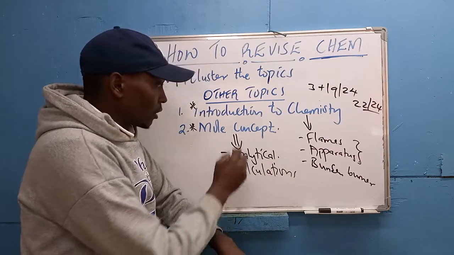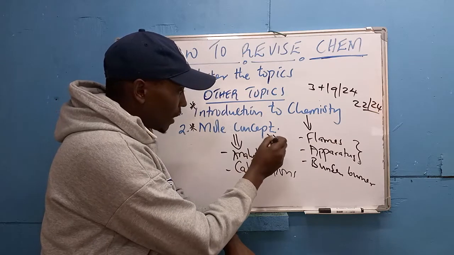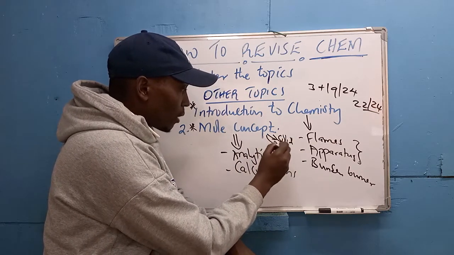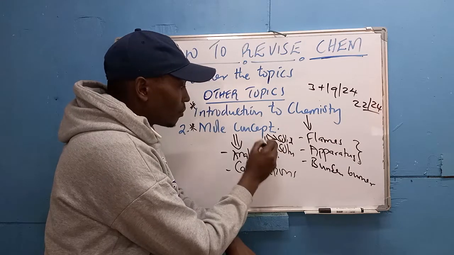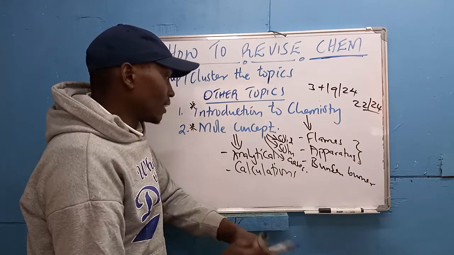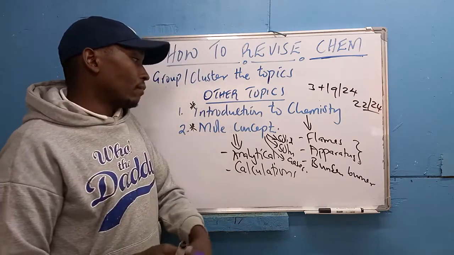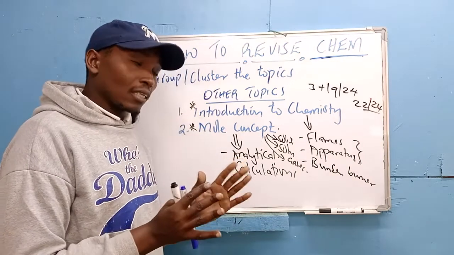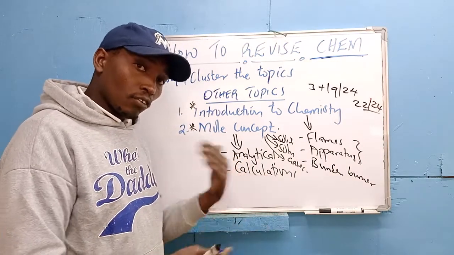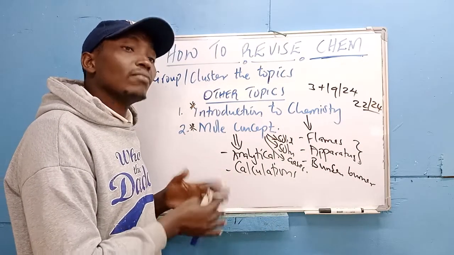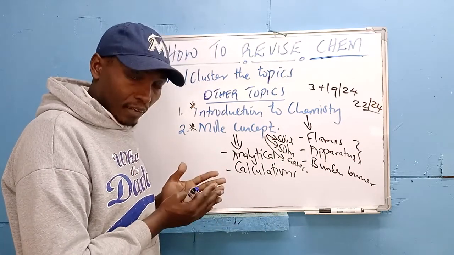Remember how the mole concept is divided. It is moles of substances in solid state. Then we talk about solutions. Then we talk about gases. That is how the mole concept is covered. Otherwise, that is how you can approach the 24 topics in high school, from Form 1 to Form 4, by clustering them, summarizing them, and revising them as a cluster.